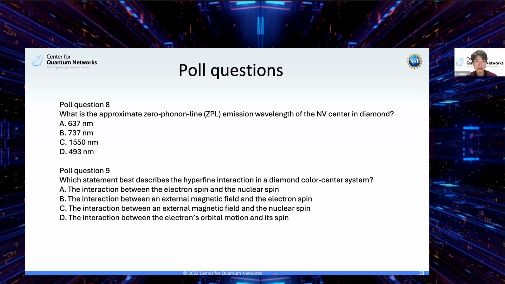It's 637 nanometer. I understand some of them may have answered 1550 because I mentioned there were telecom network demonstrations. They are using the frequency conversion technique to convert 737 nanometer light emitted from silicon vacancy into 1550. For the nitrogen vacancy around 637 nanometer, people haven't demonstrated that being converted to 1550 nanometers in quantum networks, but it's possible.